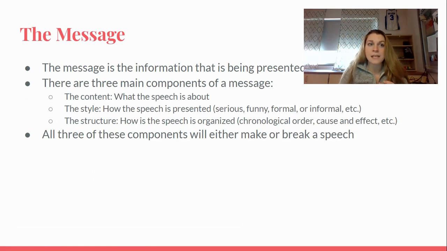Is it going to be a serious speech? Is it going to be funny, formal, informal, that sort of thing? So if you're talking about a more trivial topic, it's okay to make jokes and that sort of thing. But if it is a serious topic, make sure that you're matching that tone.